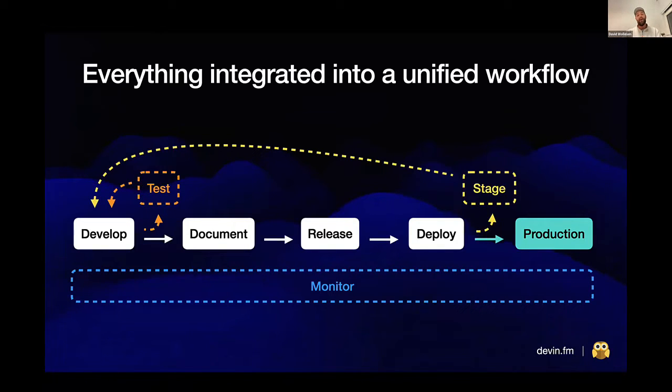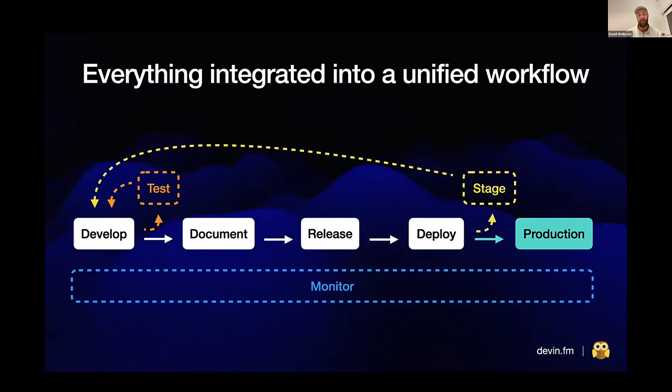If we look at overall Devin, what kind of workflow does it support? It's built to support this kind of workflow. The idea is that you have a file that you develop, and then you continuously test that file using integration tests and unit tests that you write. Then you can document your changes in the changelog, and when you're satisfied with all the tests, you can release it. And from the release phase, you can deploy it.